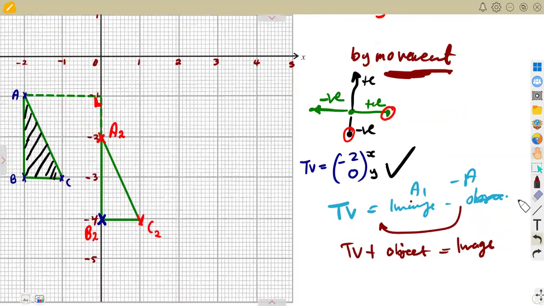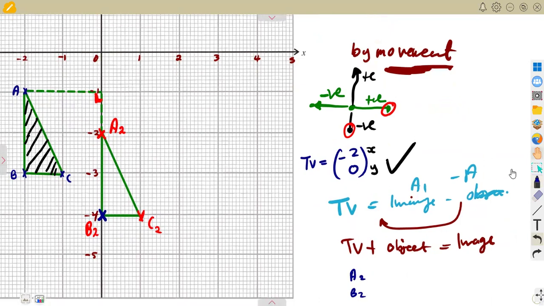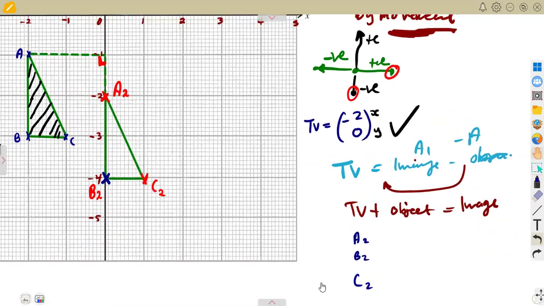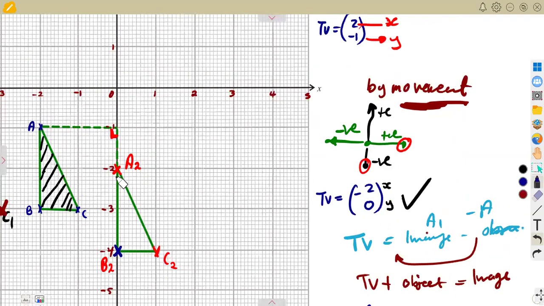So I want you to find the image. You calculate A2, you calculate the image B2, you calculate the image C2. If you calculate those points A2, B2, C2, you must obtain exactly the coordinates that we see here: A2 being (0, -2), B2 being (0, -4), and C2 being (1, -4).